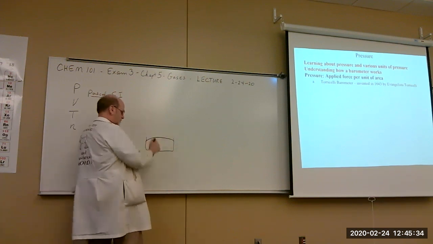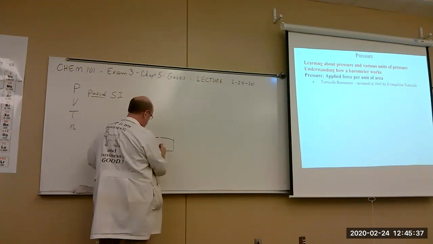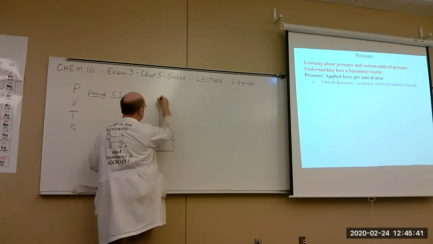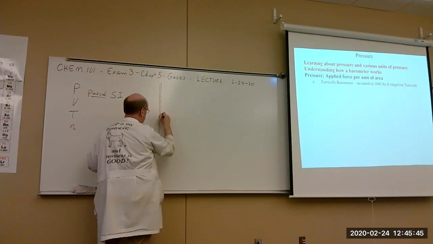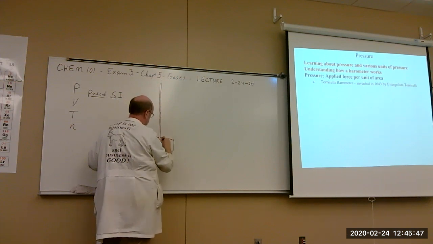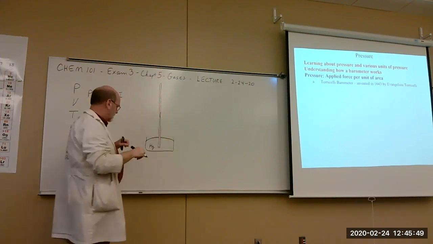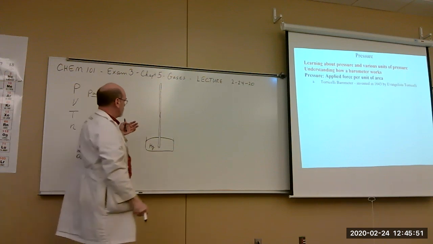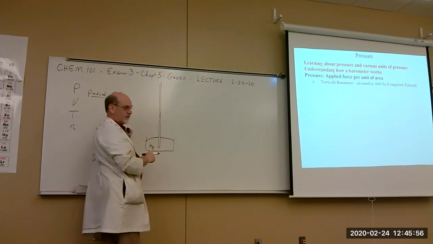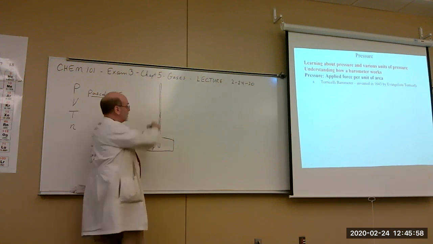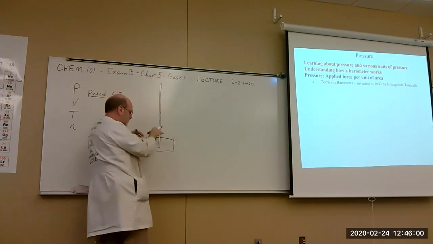But he inverted it, right? So we got a tube here, open at the bottom, closed at that end. Oops. There we go. Now what happened? He initially had mercury all the way to the end, both ends. But when he took his thumb off, the mercury level dropped. But it didn't drop all the way down.